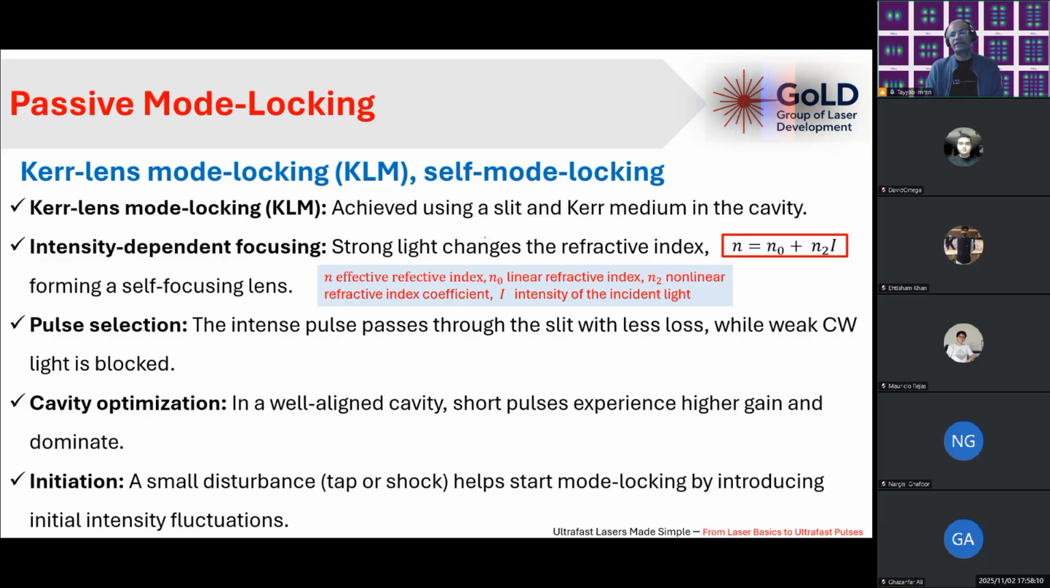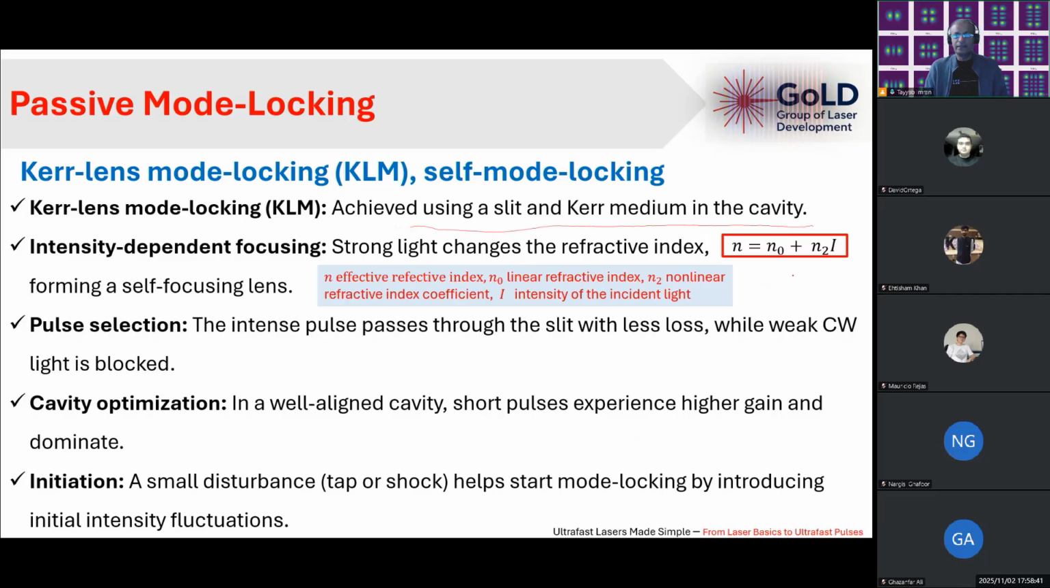Okay, so you can see a number of points are written here to understand what exactly it is. This is a mode locking concept, and in this kind of mode locking, the gain medium is playing the important role. Gain medium itself. One slit may also be needed, it depends, but the slit and the Kerr medium. Kerr medium is like gain medium.